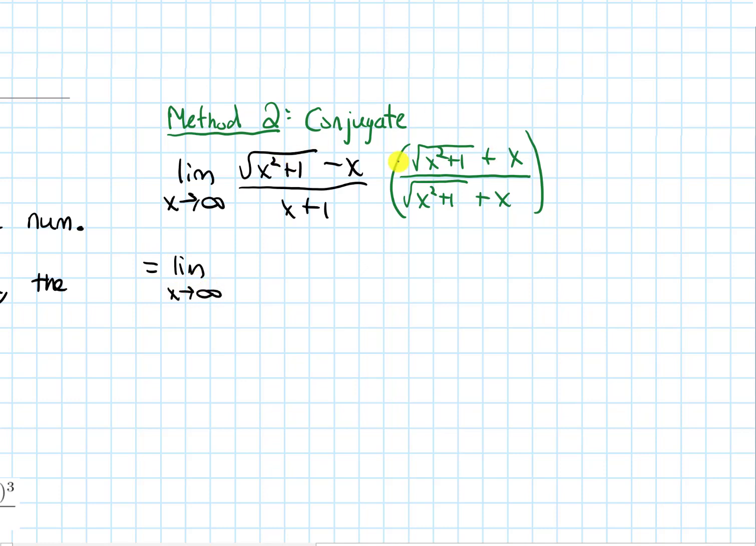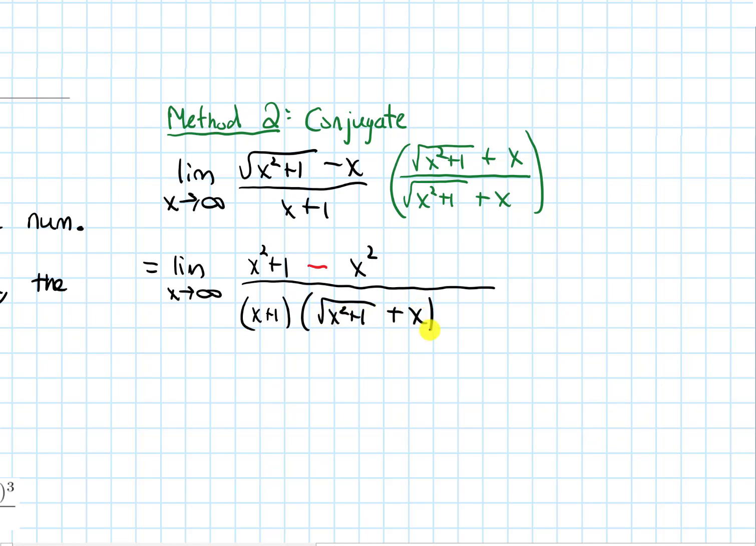Okay, so now if I multiply, we get the limit as x goes to infinity. On the top, that's where multiplying by the conjugate helps. I'll get this first term, the square root term, being squared, and that'll get rid of the square root. So I'll get x squared plus 1, and then minus the next term, that x being squared, x squared. All over on the bottom, I'm not going to distribute it out. I'm going to keep it as x plus 1 times the square root of x squared plus 1 plus x.